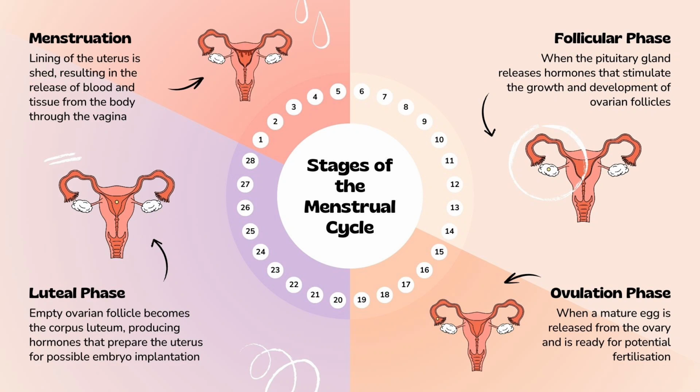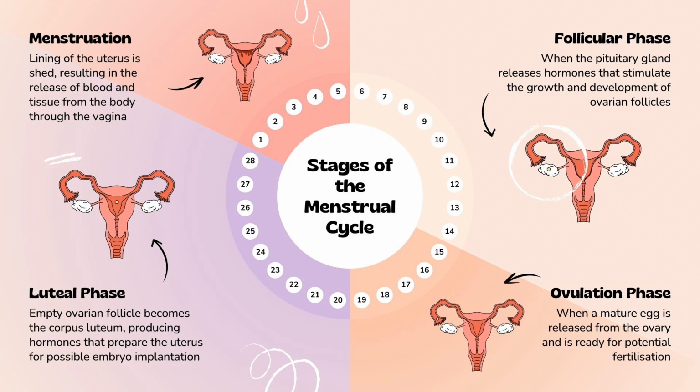Around the midpoint of the cycle, ovulation occurs. A mature egg is released from the ovary and is ready for potential fertilization. This phase is critical for conception and lasts about 24 hours. Finally, we enter the luteal phase. The empty ovarian follicle transforms into the corpus luteum, which produces hormones that prepare the uterus for a possible embryo implantation. If fertilization does not occur, the cycle begins anew with menstruation.